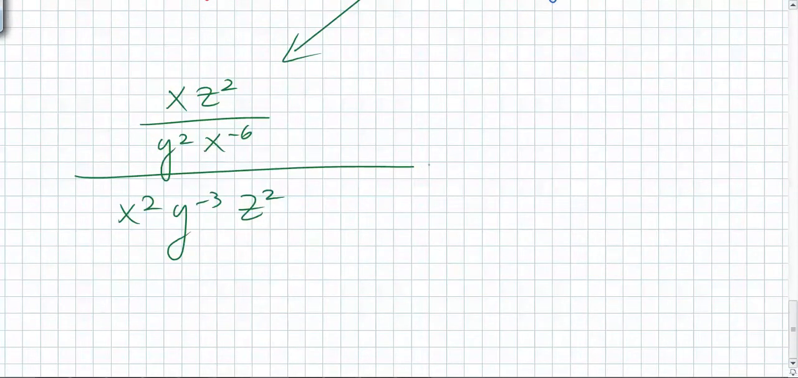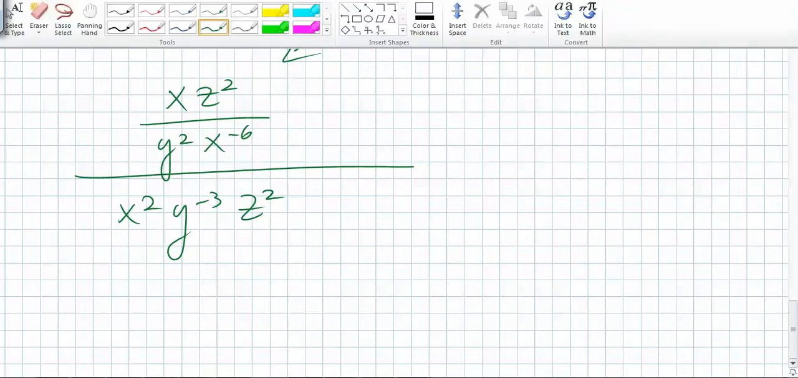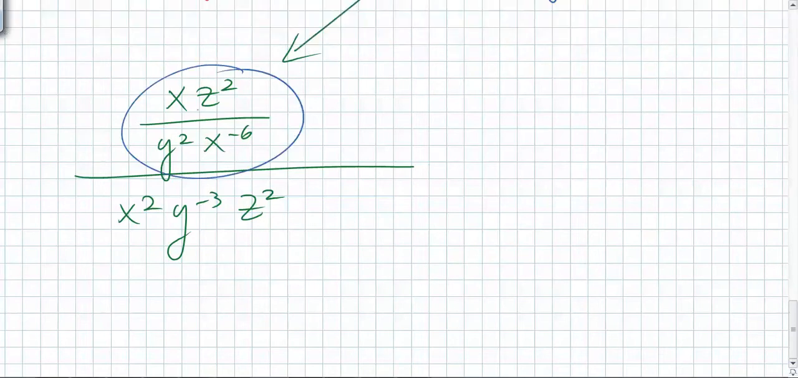So which specific term should I try to work with right now? Let's look at the top. What's the one thing about the top that we don't really like right now? The negative 6. So what can we do with that negative 6? We can simplify it a little bit. What is this going to turn into? X to the what power? 1 minus what?